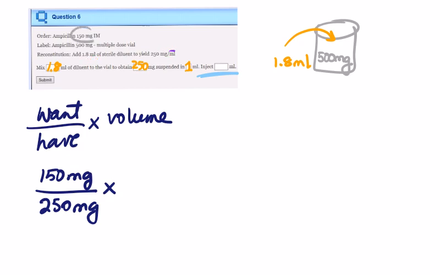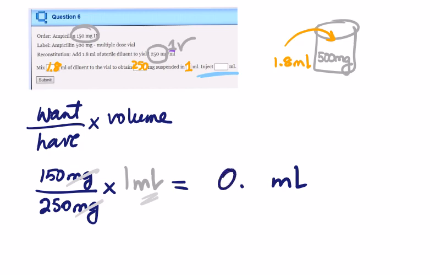So we have the 150 is the order, what we want, and the have must match that unit, so we use the 250 milligrams, and the third number or the volume is that 1 mil. We multiply this fraction by. As we always say, the milligrams cancel out, the answer will come out in mils, and all we need to do is divide 150 by 250, so we get 0.6 mils.